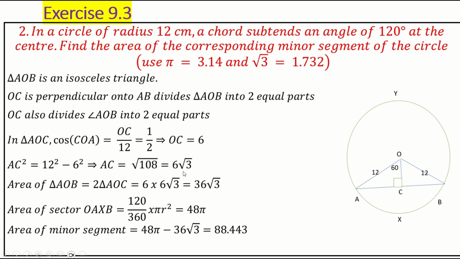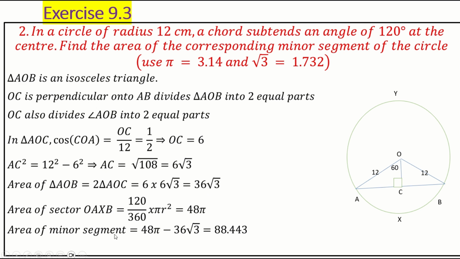AC is 6 square root of 3. So area of AOB equal to 2 times area of AOC, which is 6 into 6 square root 3, which is 36 square root 3. Okay. Now area of sector is 120 by 360 into pi r square. That is nothing but 48 pi.